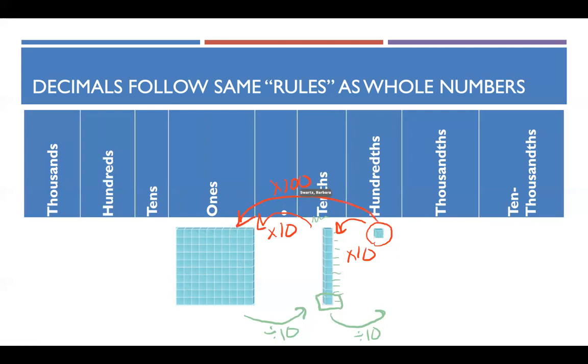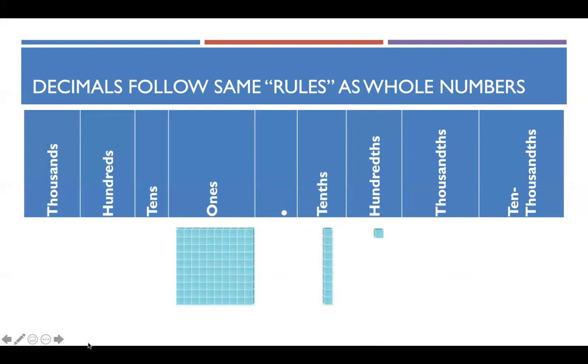Times 100, we're jumping 2 place values. 100 of these fit in here. So this is 1/100th of the flat. And so this is where we can really use the base 10 blocks to show this magnitude and this idea of place value of 10 times bigger, 10 times smaller, and how this same exact pattern transfers from whole numbers into decimals. And so let's try this one more time.